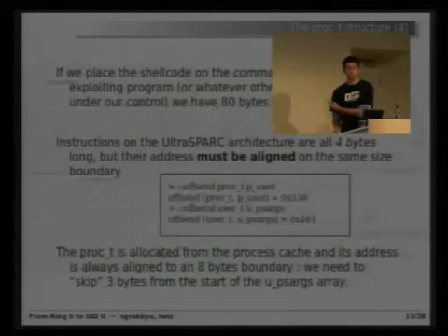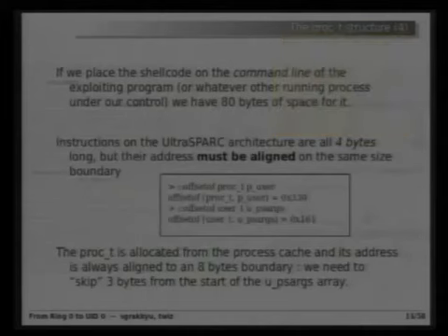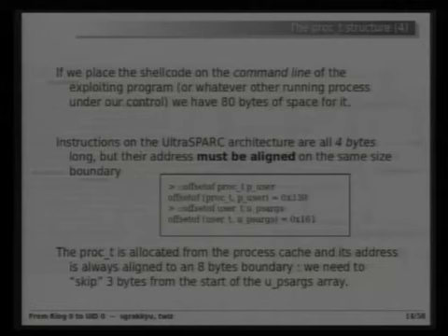So what can we put? We can put the shellcode. If we put it on the command line, then we will be able to use it as a return address. We will be able, from inside our exploit, to jump there and start executing. At that point, we have 80 bytes.